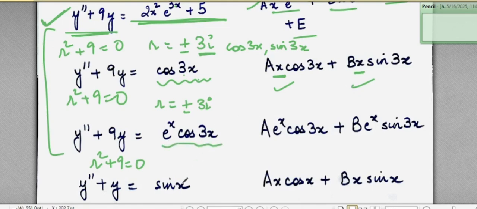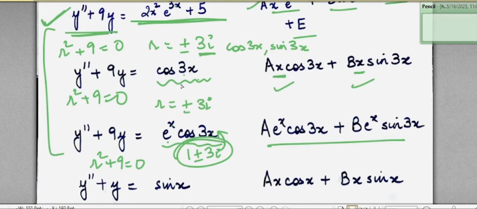This one is again not affected. It's not just cos 3x, it's e to power x cos 3x. So it's corresponding to 1 plus minus 3 iota. This kind of a term comes after having 1 plus minus 3 iota as a root of the characteristic equation. So this is again unaffected, so you will just write your normal trial YP.